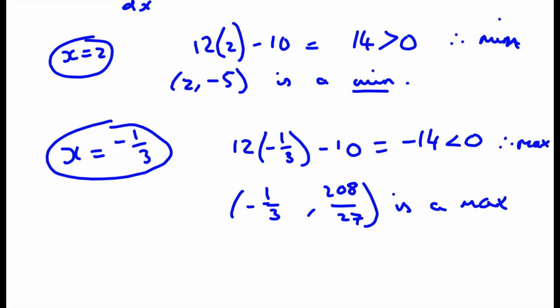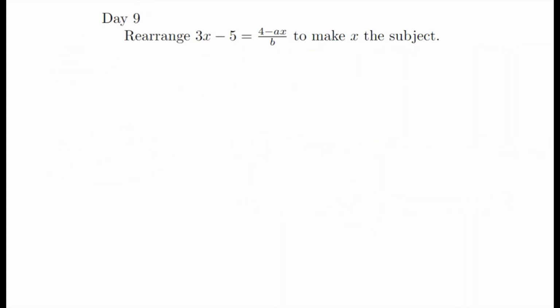So for today's question, which we'll show you the answer to tomorrow, we just need to rearrange to make x the subject. So we've got 3x take away 5 equaling 4 minus ax all over b.